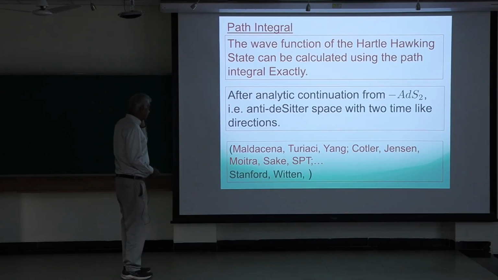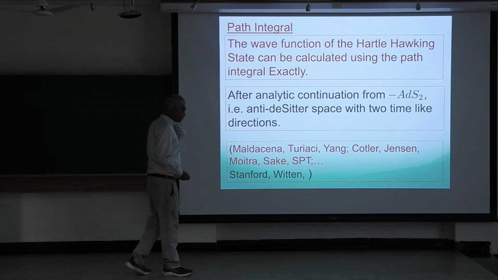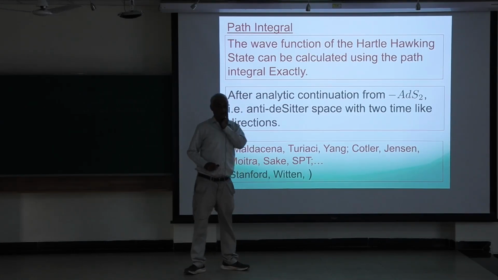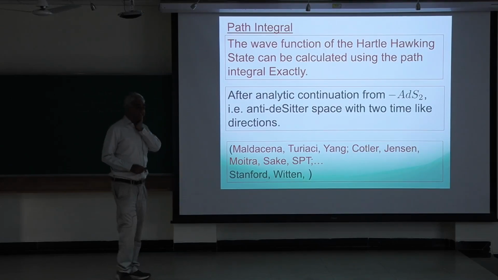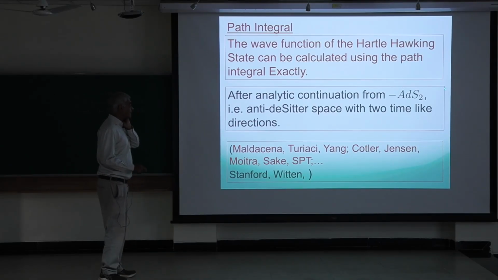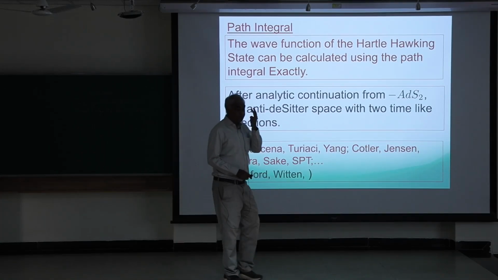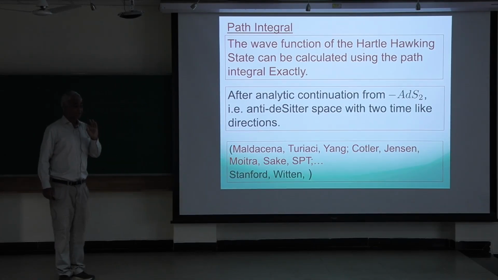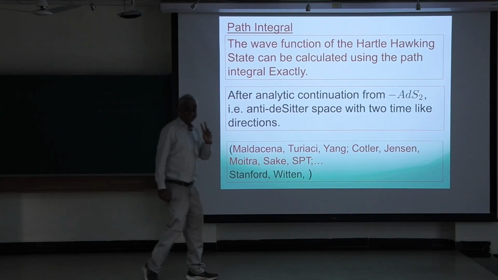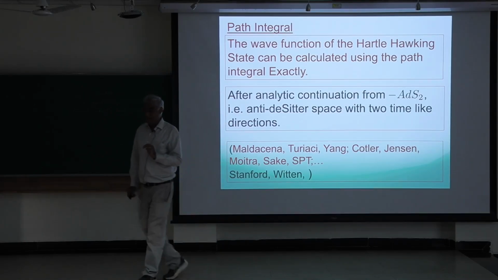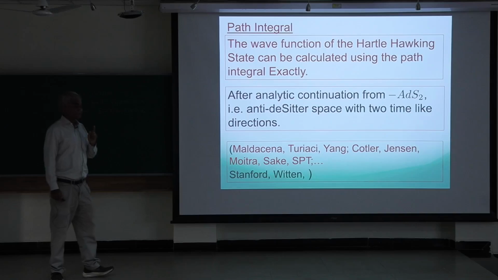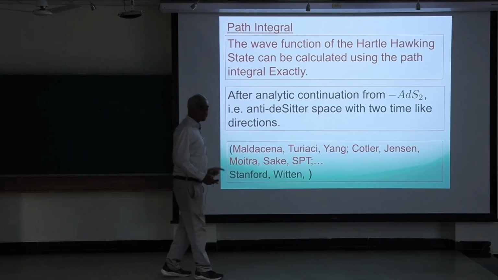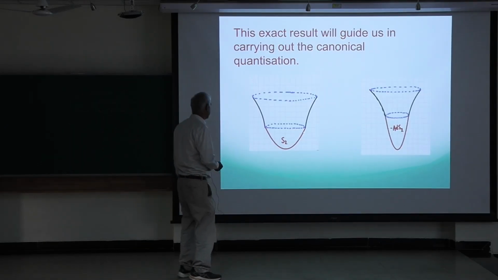And then in quite a remarkable development, Maldacena, Turiaci and Yang argued that in fact you can compute the Hartle-Hawking wave function in deSitter space by analytically continuing the path integral from ADS2, except it's ADS2 with 2 time-like directions. Now you really have to be worried about geometries which have 2 time-like directions, right? I mean, you really have to be worried. But they argued that yes, the path integral would be well defined, and in fact it would give the Hartle-Hawking wave function. So let me just elaborate on that.